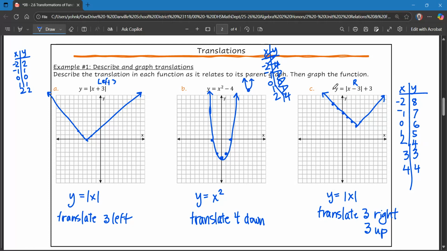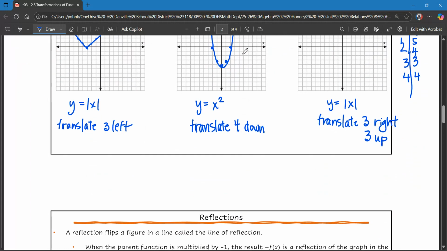All right, so important thing to remember is if it's on the inside of the absolute values or the functions, then it's right and left. If it's outside, it's up and down. If you're doing a parabola, you would have the plus and the minus inside of the parentheses before you squared it. We'll see more examples.